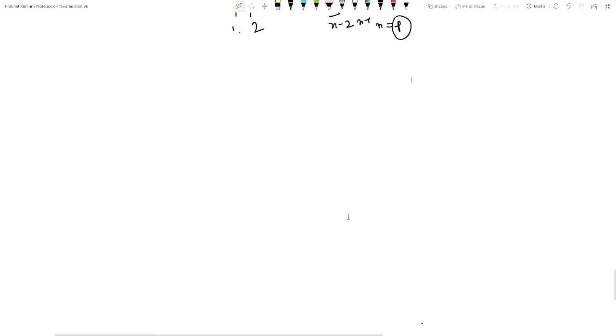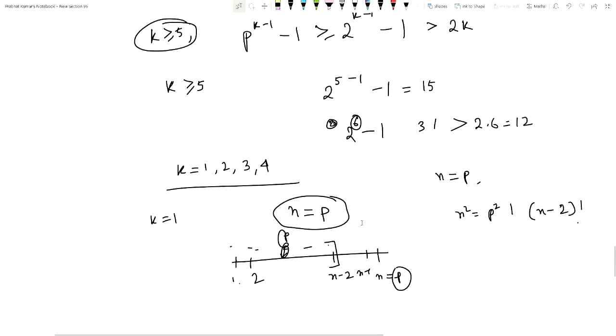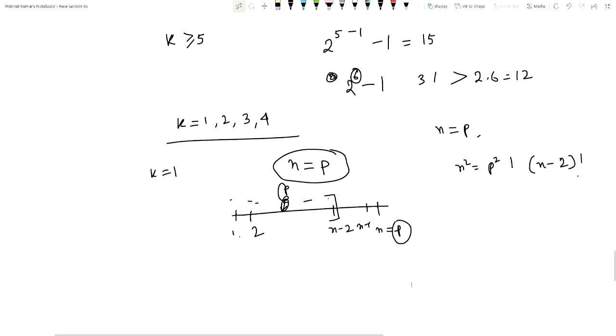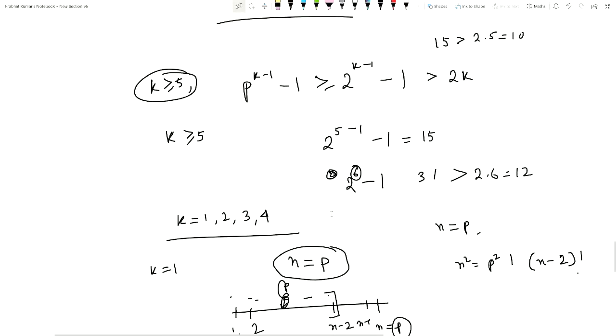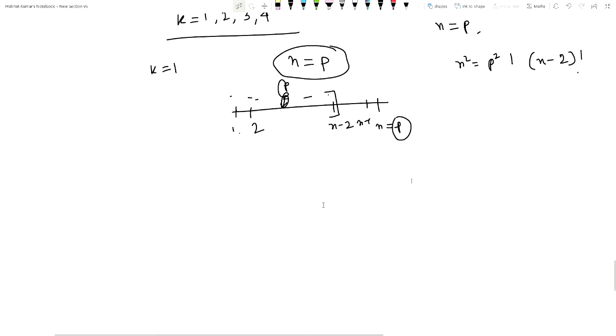Okay, so now we move on to the case where we individually check for k equal to 1, 2, 3 and 4, right? So we have these two things. We want p to the power k minus 1 to be less than 2k, right? And we have n of the form p to the power k, right?